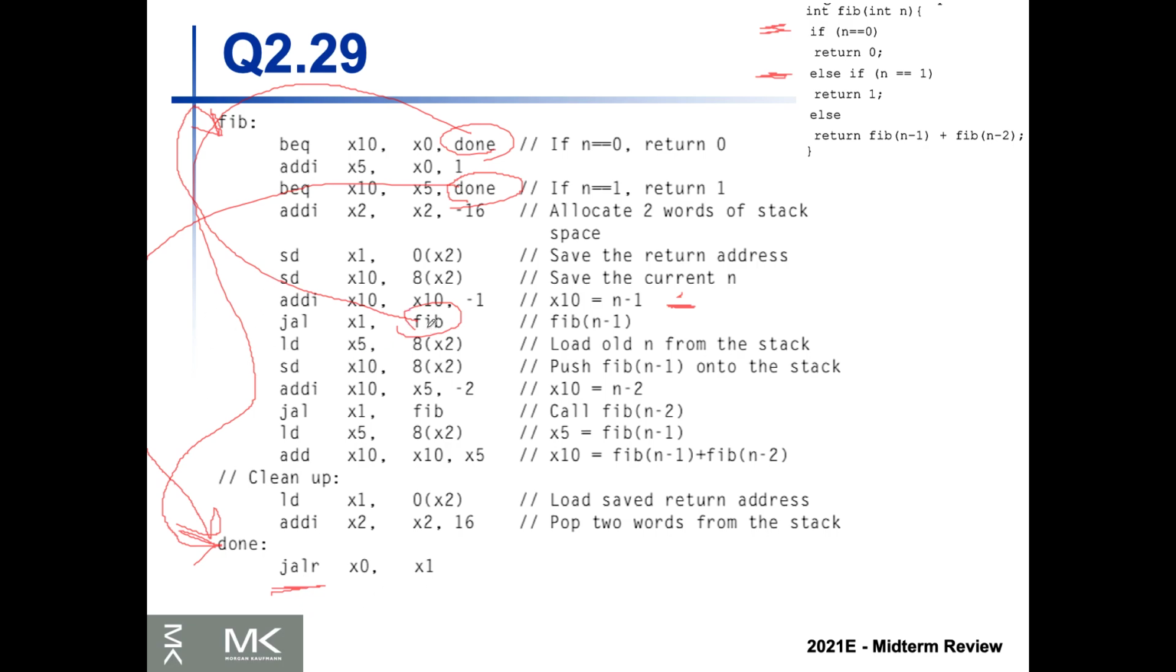Then after passing this, we have to load the old one, which was the 8th address of x2, to x5. And then we store that. Here you have this plus this value.